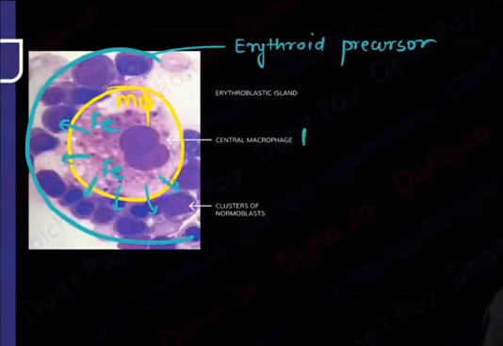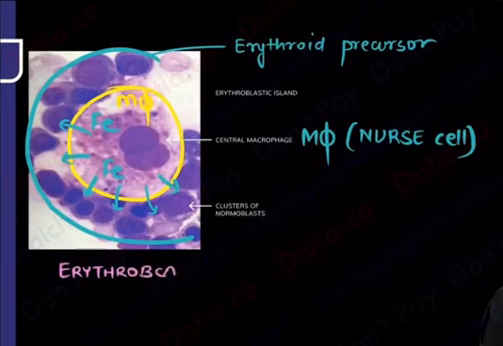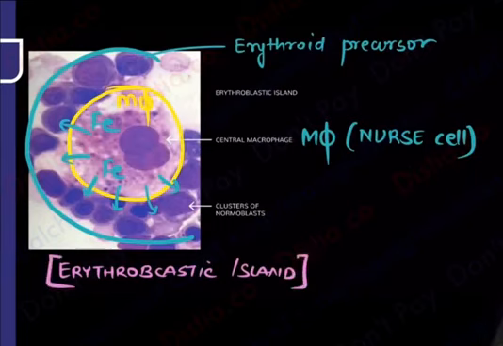So can I say this macrophage that you have in the center can be called a nurse cell? It can be called a nurse cell because it is going to give away all the iron like a nurse feeding. So it's going to give all the iron to these erythroid precursors. This is overall referred to as an erythroblastic island. Everyone's understood what the island is. The center is what? A nurse cell or a macrophage. What is it feeding? It is feeding iron.